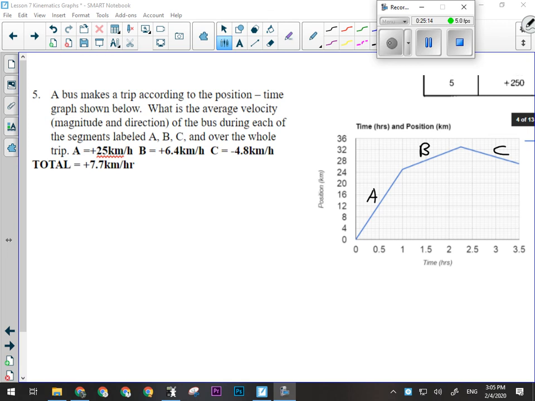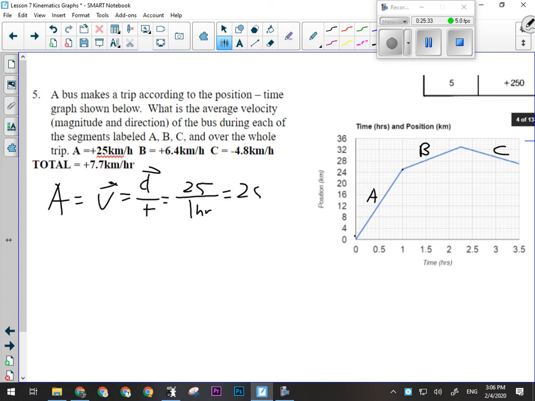So to calculate the velocity in part A, our velocity is going to be the displacement divided by the time. Our displacement, we go from 0 to 25. Our displacement is 25, and our time is 1 hour. So that one's really easy. We're simply going to have 25 kilometers per hour, and that'll be positive because it's going forwards.